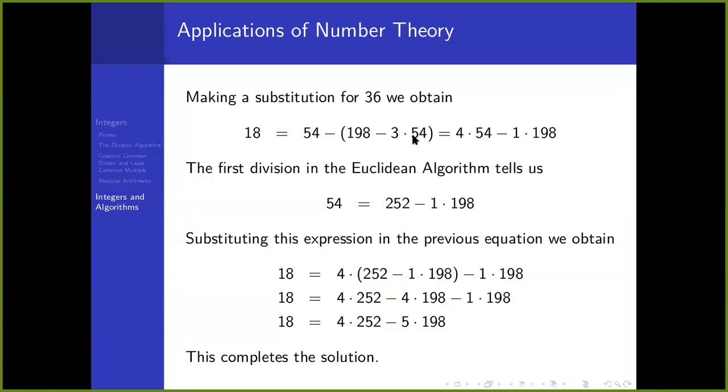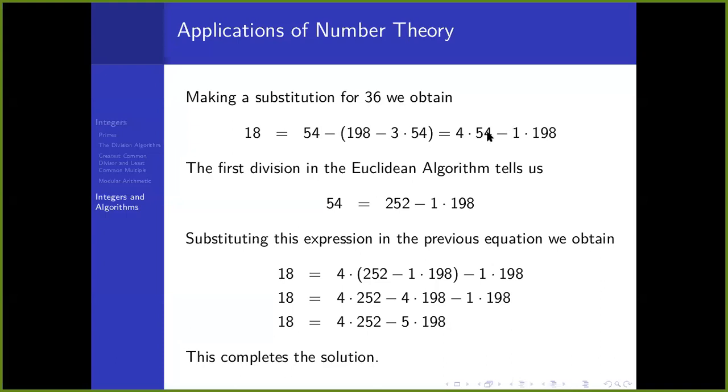So I had 36 here. I have replaced it with 198 minus 3 times 54. So if I put all the like terms together, I have a 54 here, and this negative and negative will give me plus 3 times 54. So if I put all of them together, I have 4 times 54. But I have only one negative 198. So I write it here as negative 1 times 198.